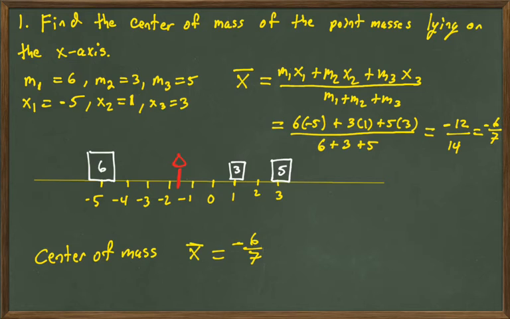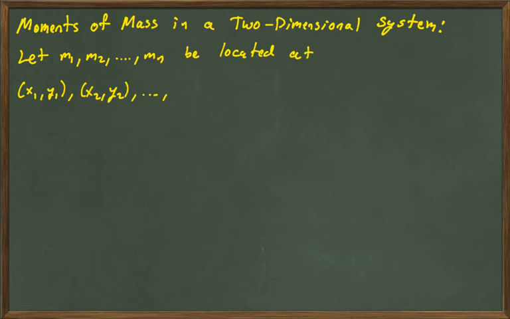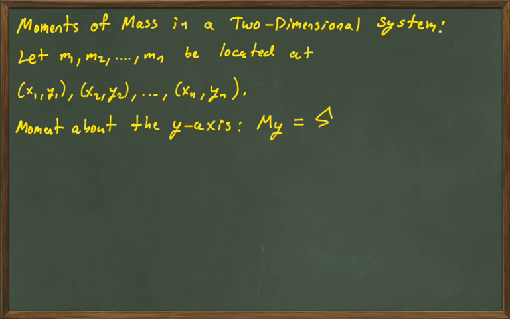Okay. We'll also look at finding the center of mass in a two-dimensional system, so on the xy plane. So the moment of mass in a two-dimensional system, let's go ahead and let mass 1, mass 2, all the way out to mass n be located at points x1, y1, x2, y2, all the way out to xn, yn. All right, so the moment about the y-axis is, looks like it says it's m sub y.